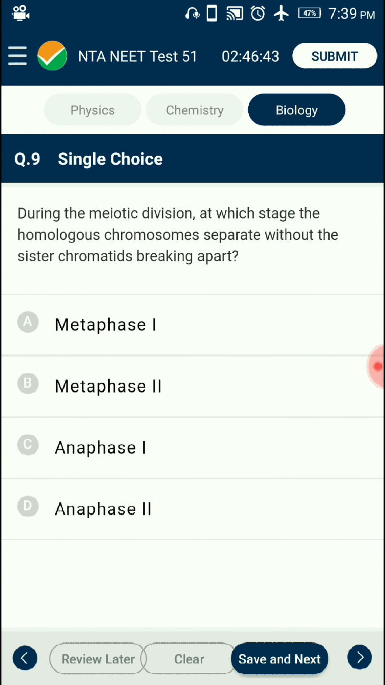Question number 9. During the meiotic division, at which stage do the homologous chromosomes separate without the sister chromatids breaking apart? Meiosis is a reduction division process where the cell undergoes two successive divisions to reduce the chromosomal number to half. It is divided into meiotic stage 1 and 2. Anaphase 1 is the part of meiotic stage 1, where the homologous chromosomes separate from each other. The chromatids' centromere remains intact in this stage and does not separate. Their separation occurs in anaphase 2 in meiotic stage 2. So the answer is option C, anaphase 1.